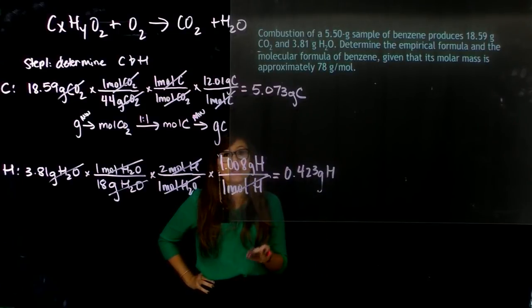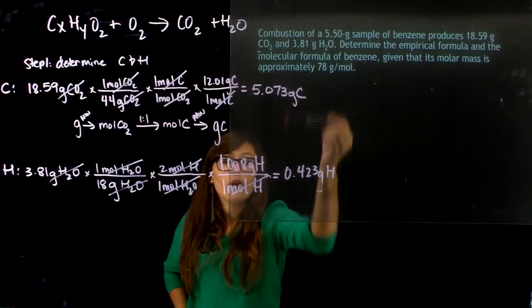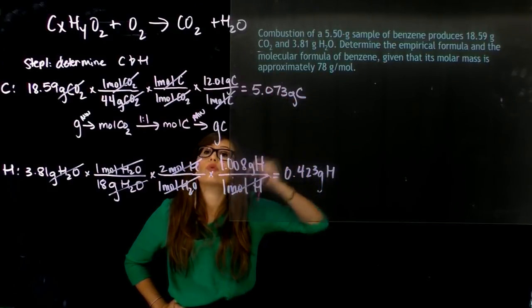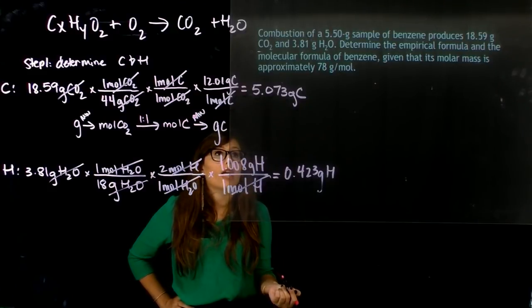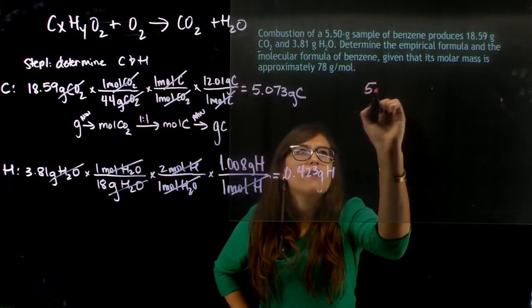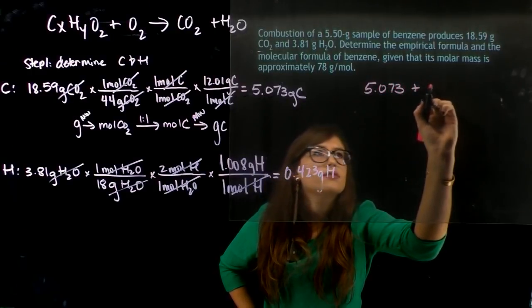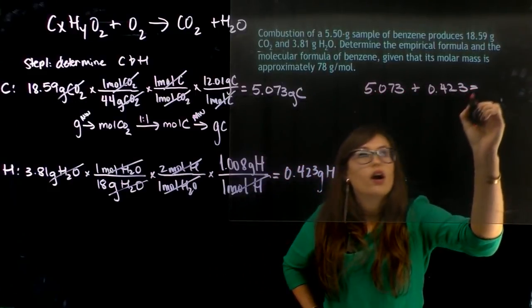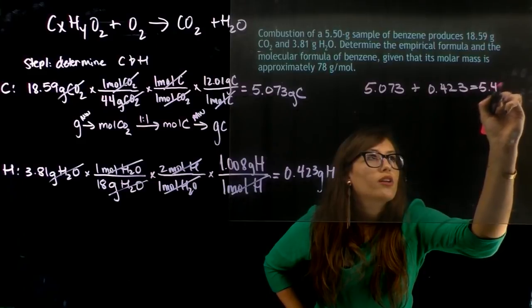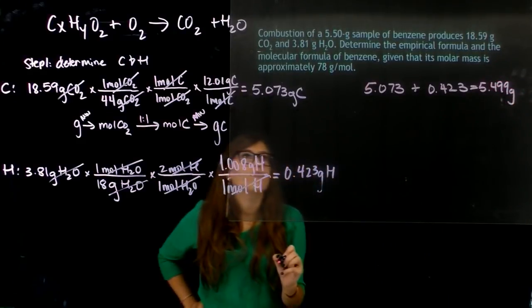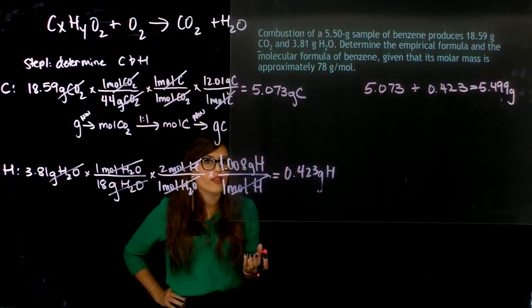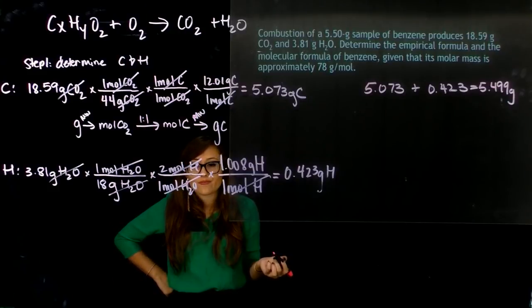Well, we know we started off with a 5.50 gram sample of benzene. In order to determine if we have any oxygen present, we add up both of our masses. If they do not equal 5.50 grams, the remaining mass is going to be my oxygen. But if we add up 5.073 grams plus 0.423 grams, we end up with a mass of 5.499 grams of sample, which is roughly 5.5 grams of the sample that we started off with. So we don't have oxygen in this case.